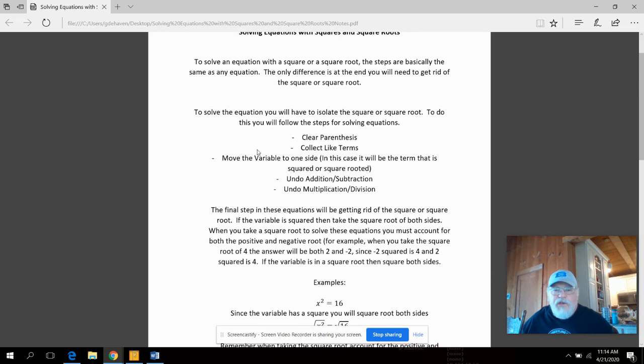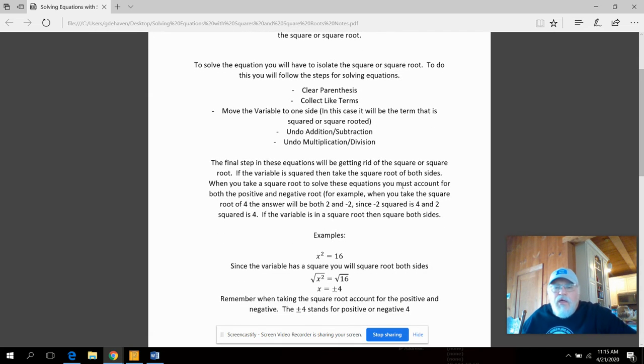Now, the only difference is after we do these steps to isolate our variable with the square or the square root, we're going to undo that. So to undo a square, you take a square root of both sides. To undo the square root, you square both sides. So the final steps of these equations is going to be getting rid of that square or the square root.